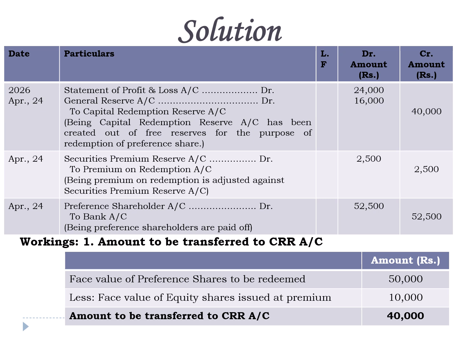Now how to calculate the remaining amount to be transferred to CRR? You have to keep in view working note one. The face value of preference shares to be redeemed is 50,000 and the face value of equity shares issued is rupees 10,000. Equity shares are issued at a premium, but we have to consider only the face value. So the amount to be transferred to CRR is simply 40,000. I think it is very clear.